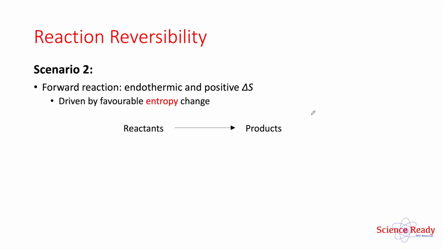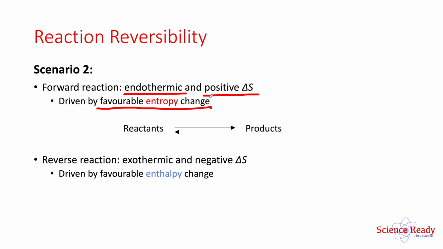Let's look at another scenario. You can also have a forward reaction that is endothermic and has a positive entropy change. In this scenario, the forward reaction happens because it is driven by a favorable entropy change. In the reverse reaction, we'll have exothermic and a negative entropy change. In this case, the reverse reaction can also occur because it is driven by a favorable enthalpy change, because it is exothermic.